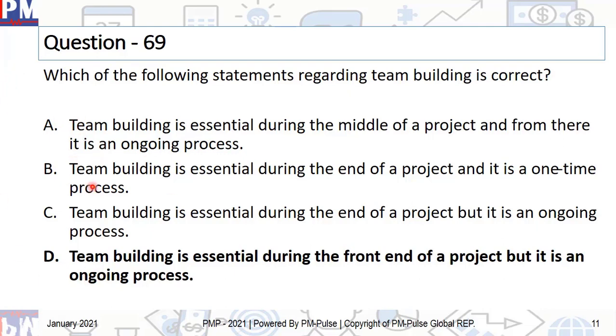If you look at the other options, they're not as good. For example, A, team building is essential during the middle of the project, and from there it is an ongoing process. Not true. B, team building is essential during the end of the project. Well, it's already too late, so no point reading the rest of the statement. C, team building is essential during the end of the project. Again, no point reading the rest of the statement because these two are incorrect. This is partially incorrect, but still, the fact is, it is incorrect. And therefore, the best answer is D.